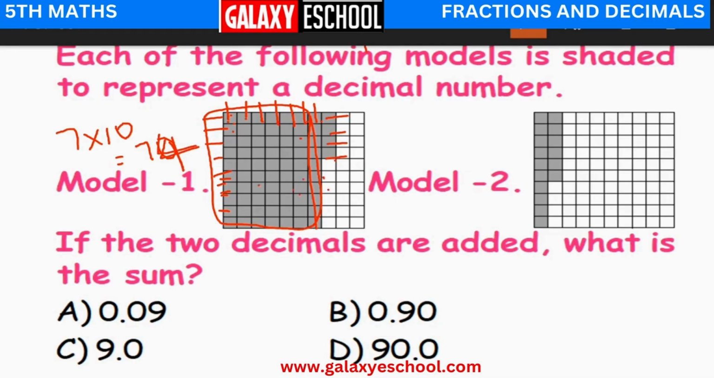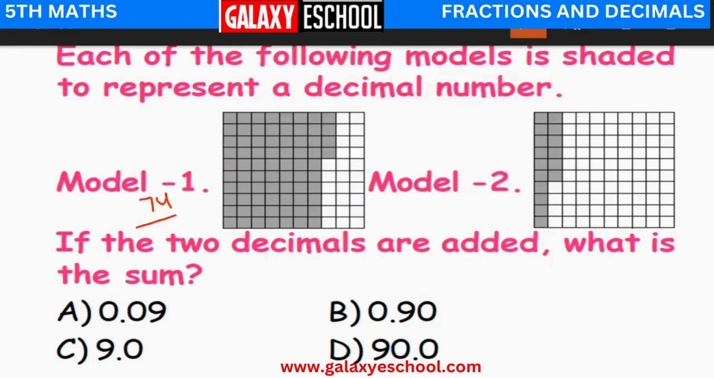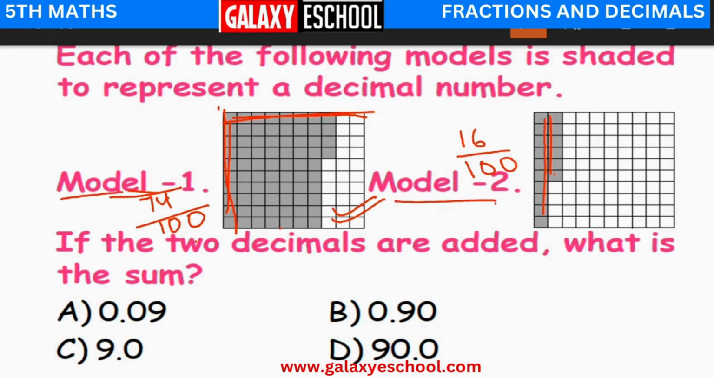What is the number of shaded blocks here children? 74 blocks are shaded in model 1 divided by, what are the total number of blocks? We have 10 rows into 10 columns. So 10 tens become 100. 74 by 100 is the fraction that represents our model 1. In the same way for model 2 we are having 16 shaded blocks divided by 100, that is the total number of blocks. So these are the fractions representing model 1 and model 2.